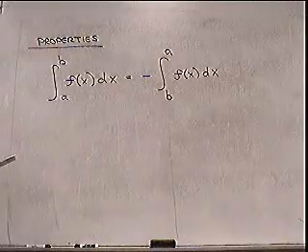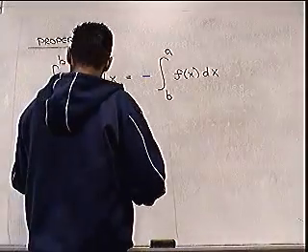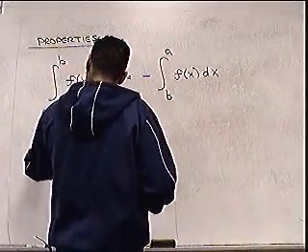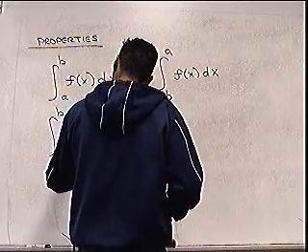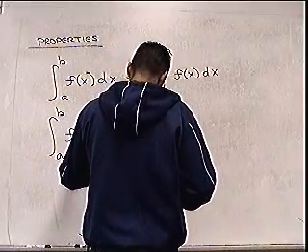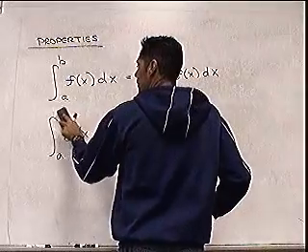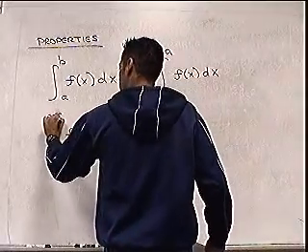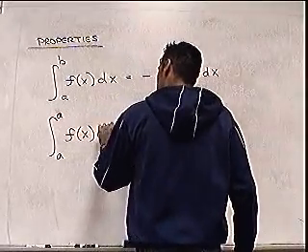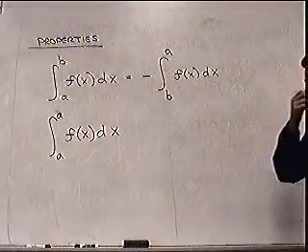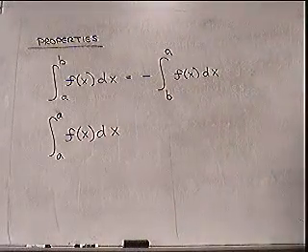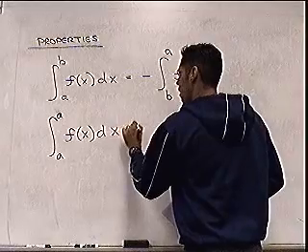I'm not going to prove these. The book goes through explanations of each one. I just want to put them on the board. The integral from a to a of f of x dx equals, what do you think? 0. So why would this be true?